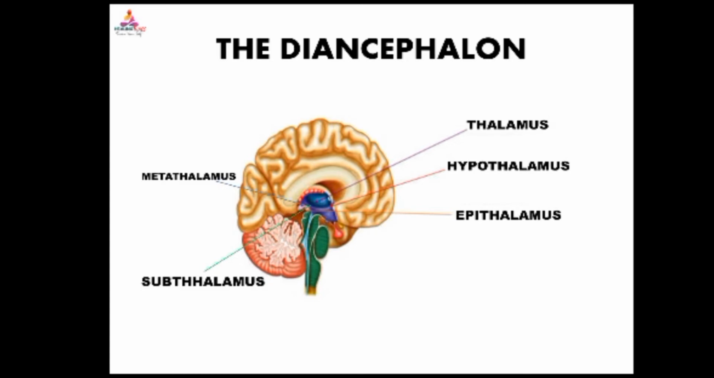Next is the subthalamus. The subthalamus is a small area of the diencephalon that lies between the thalamus and midbrain. It contains several nerve tracts and nuclei which are associated with basal ganglia and are involved in controlling motor function.